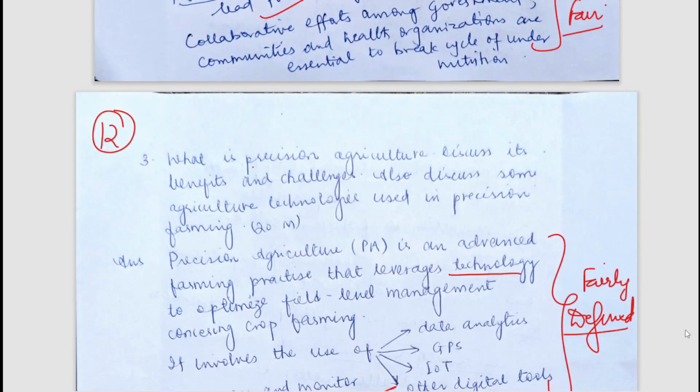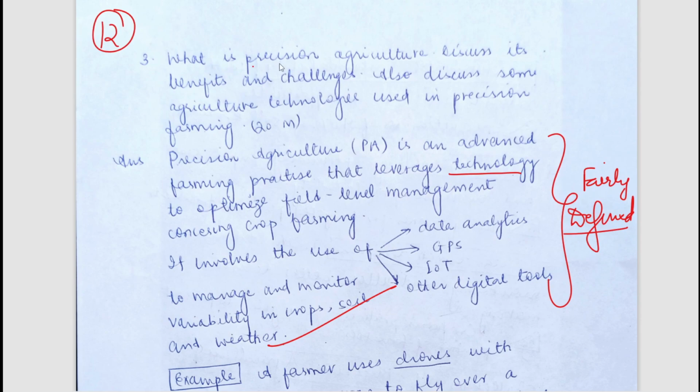Now let's move to the next question. The next question is, what is precision agriculture, and discuss its benefits and challenges, and also discuss some agriculture technologies used in precision farming. So we all know what precision agriculture is. It is the advanced farming practice that leverages technology, that is use of technology in agriculture, to optimize management. As the name suggests, precision. So using technology, we can use the inputs precisely, and we can get benefits also. So this is what precision agriculture is.